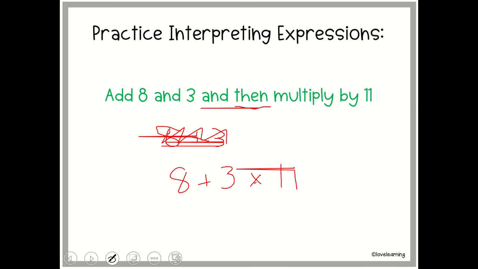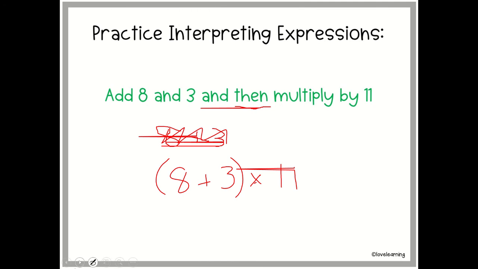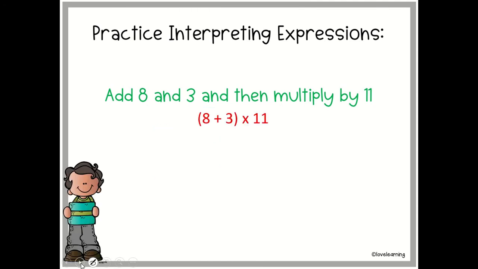Okay, but this problem tells me to add 8 and 3 and then to multiply by 11. So it wants me to add first. If it wants me to add first and I'm using the rules of PEMDAS, then that means I would need to have parentheses around the first part of my problem. So that would make our answer in parentheses 8 plus 3 times 11.